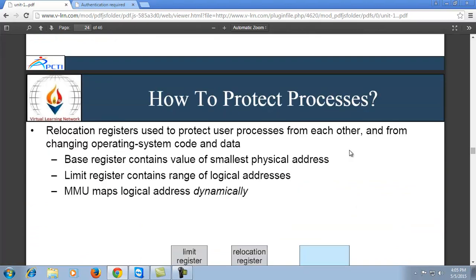Next is how to protect processes. The relocation register is used to protect user processes from each other and from changing operating system code and data. We have some points for this. First, the base register contains the value of the smallest physical address. Next, the limit register contains the range of logical addresses. And the memory management unit maps logical addresses dynamically.